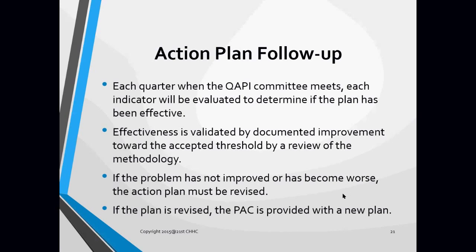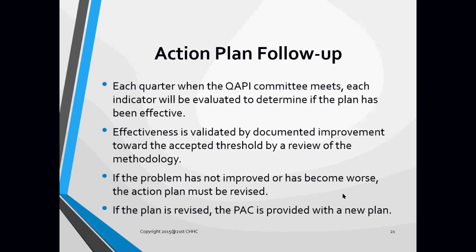So for follow-up on the action plan, every quarter the QAPI committee is going to re-meet, and they're going to be looking at all the indicators from the quarter before to evaluate whether or not those plans have been effective. And again, they're going to look at the acceptable thresholds that are on the indicators or that the plan has indicated or documented. If the problem has not been improved or has become worse, the committee is going to make recommendations for the action plan to be revised. So it may be adding additional activities, maybe retraining, whatever it is that they feel needs to be done to improve that problem.